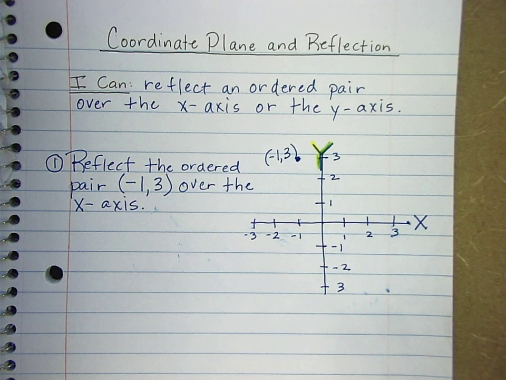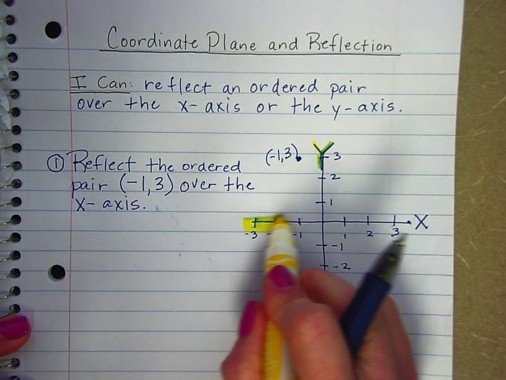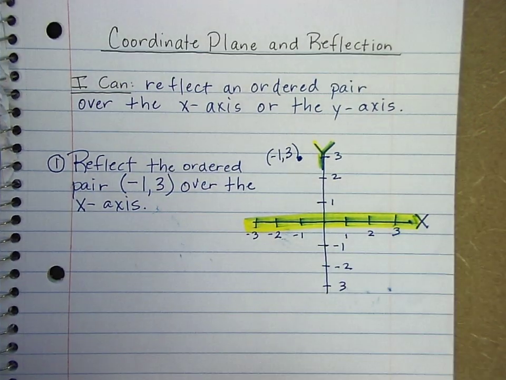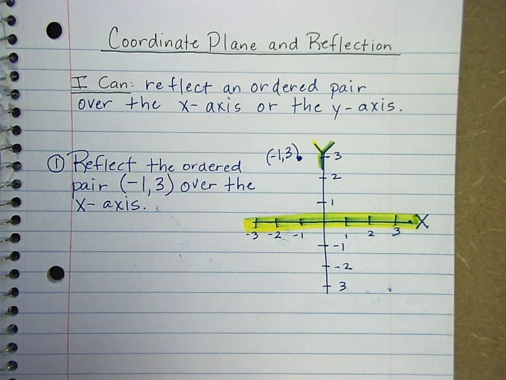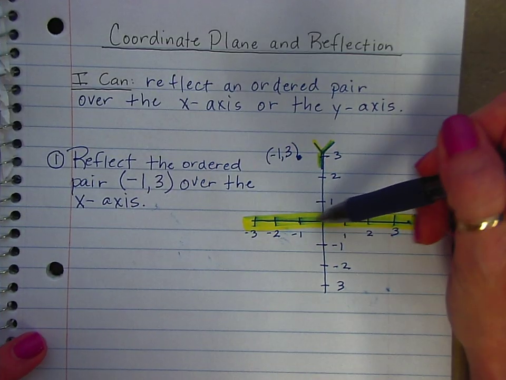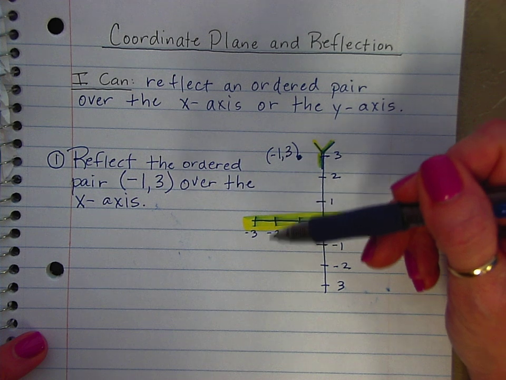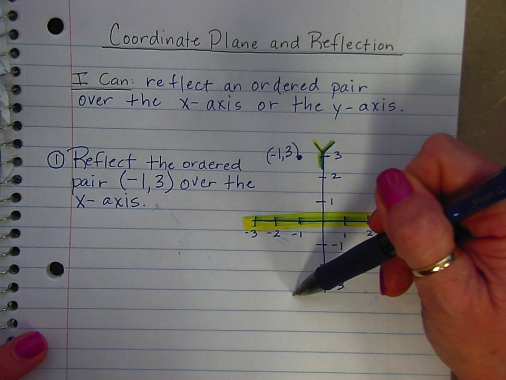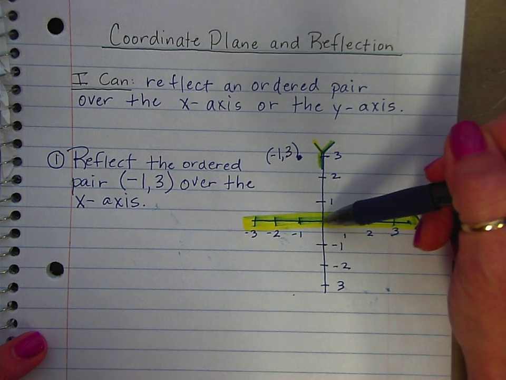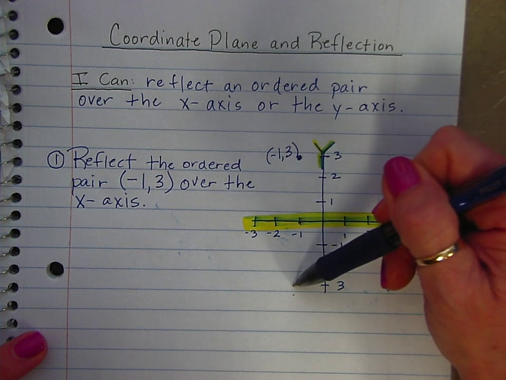Now I want to reflect it over the x-axis, so here's what I want you to do. I want you to highlight the axis that you're going to flip it over. Okay, so notice that this is at -1, +3. And if I'm going to flip it over the x-axis, it's going to reflect at -1, -3.